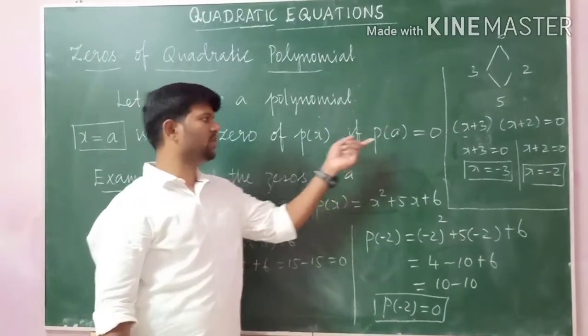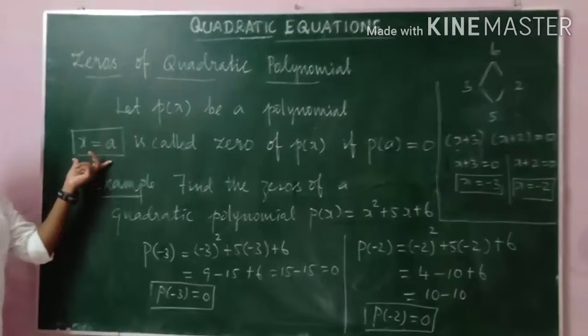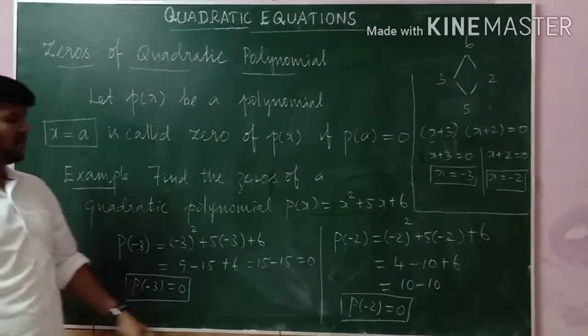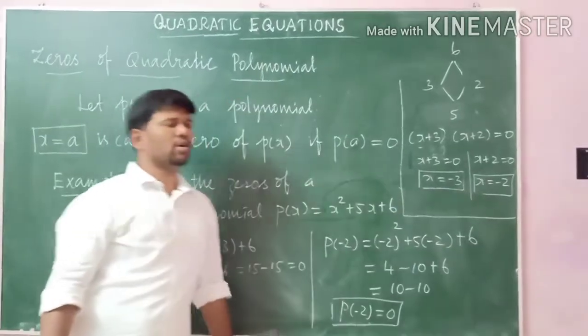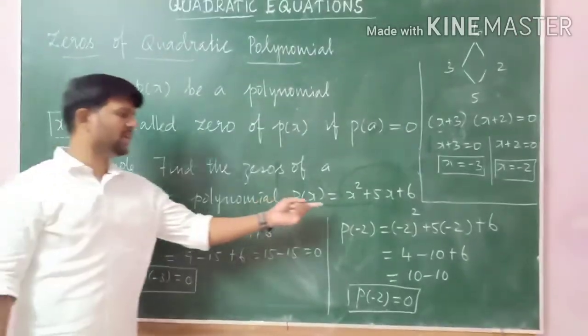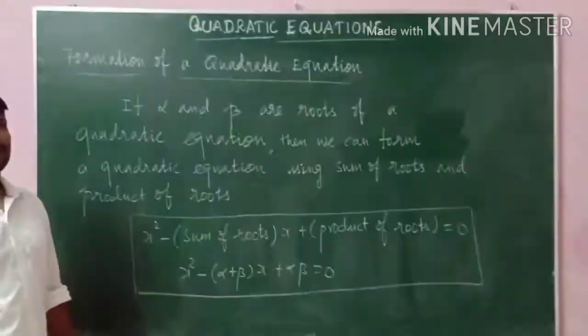So p of a equal to 0 means what? x is equal to a is called what? A zero of p of x. So p of minus 2 equal to 0 means what? x is equal to minus 2 is a zero of the given polynomial p of x.